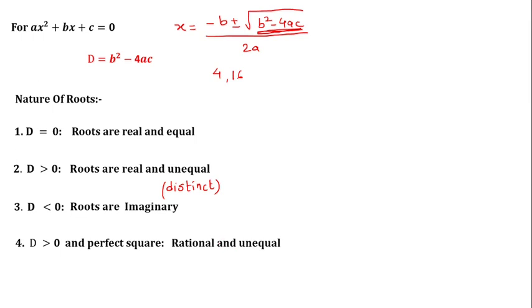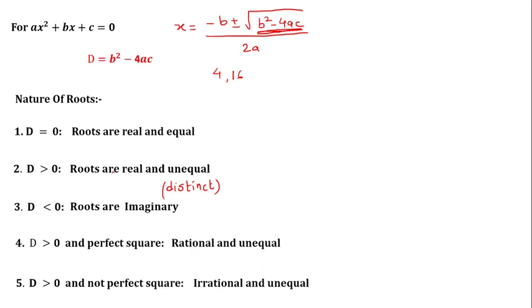But d is greater than 0 and not a perfect square. So here we have written perfect square. Here we have written it is not a perfect square. Then roots are irrational and unequal. So in this case it was rational, here it is irrational.